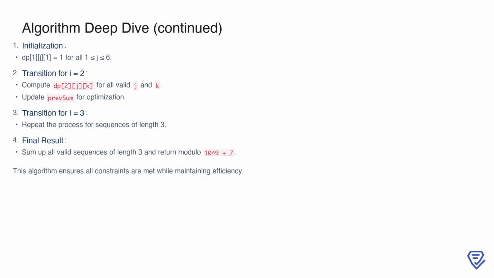We then repeat this process for sequences of length 3, computing dp[3][j][k] based on the rules we've defined. Finally, we sum up all valid sequences of length 3 across all face values and return the result modulo 10 to the power of 9 plus 7. This systematic approach ensures the constraints are respected while maintaining computational efficiency.